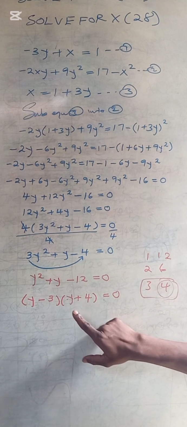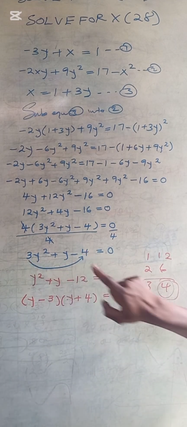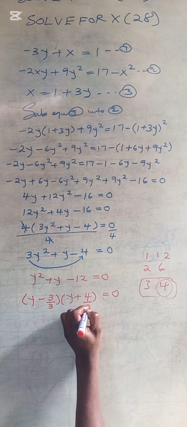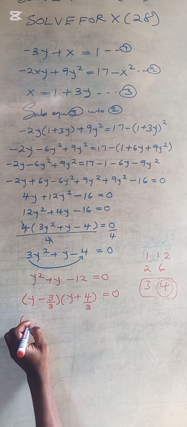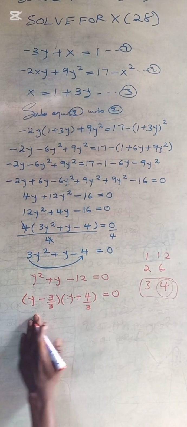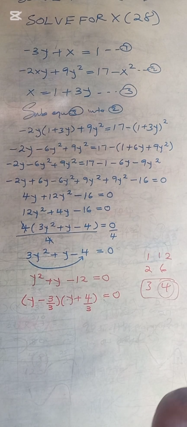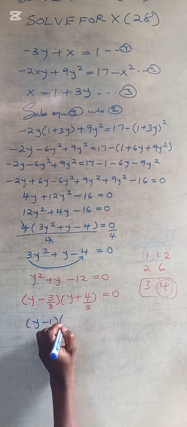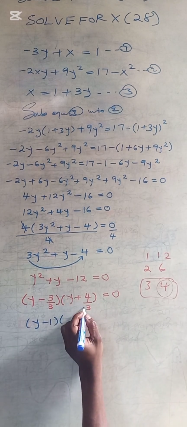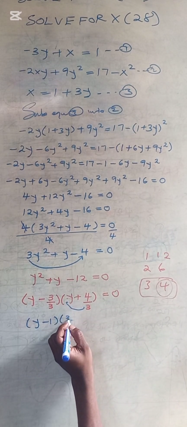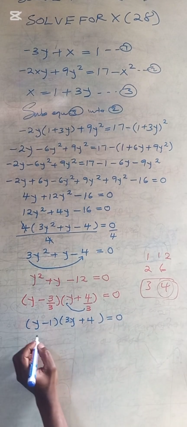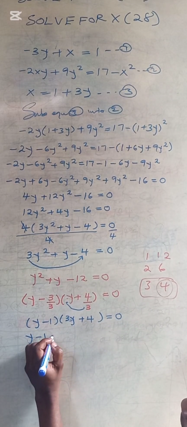But then we remember that we multiplied the last term by 3, so we divide both terms by 3, right? This is the part we can write, this is the part we can then show them. We have y minus 1, and then this one will come here. We have 3y plus 4 as our factors, is equal to 0.